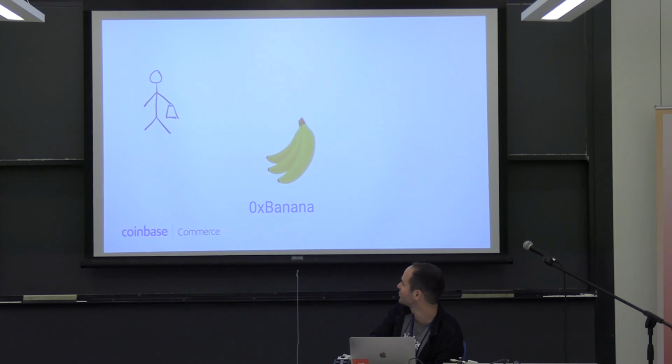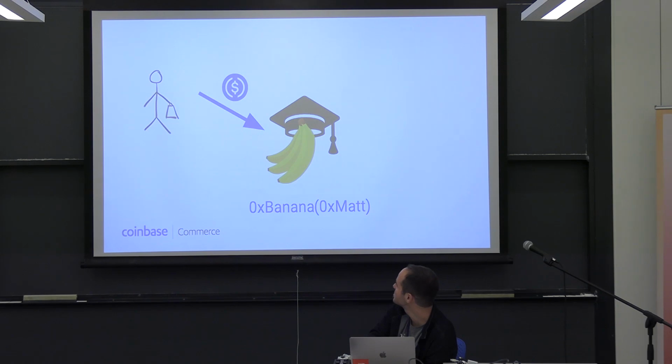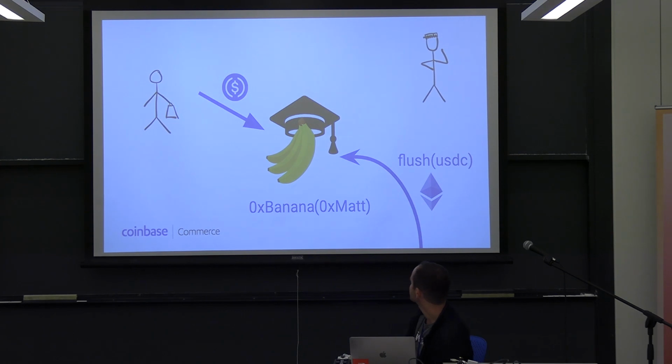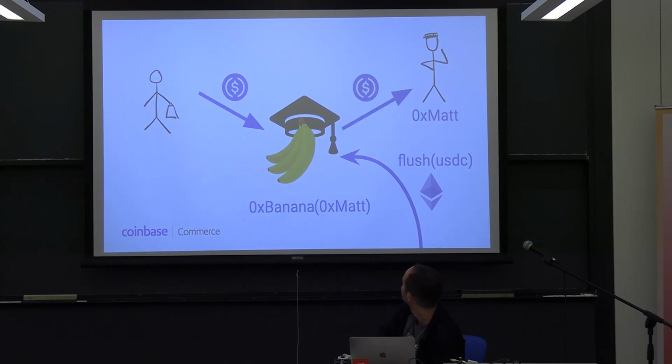So if we go back to our diagram, now we have Carol that wants to buy the bananas at the unique address, but now it's not just a simple address, it's a smart contract that's initialized with Matt's final destination. She sends the USDC tokens to that address, and whenever Matt wants to withdraw the funds, instead of him sending some Ether, anybody in the world, whether it's him, whether it's Coinbase, whether it's any other third party, would call this flush function. And whenever this flush function gets called, the USDC automatically gets transferred to Matt's address.